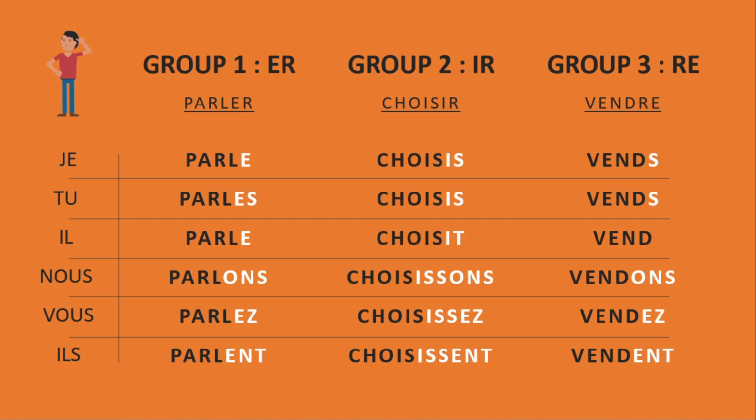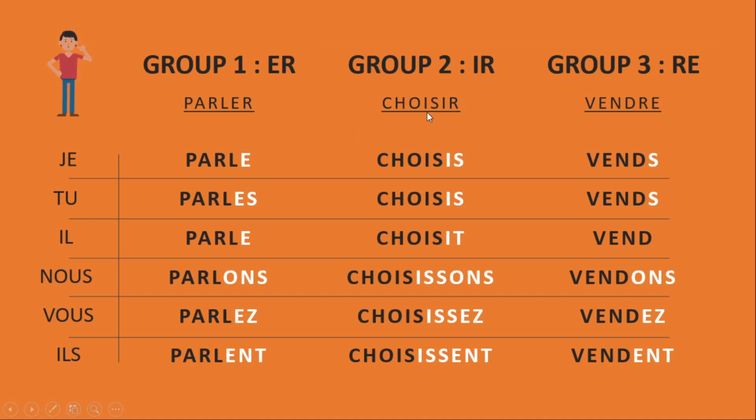So what do we do to conjugate the verb parler, a verb in the first group? We just remove the er and we have this part, you see it in black. And then we just add the conjugation for the first group: e, es, e, ons, ez, ent. So we conjugate it like that. Je parle, tu parles, il parle, nous parlons, vous parlez, ils parlent.